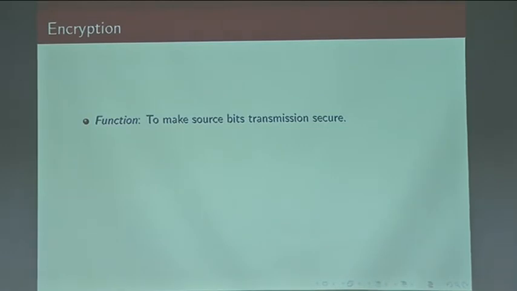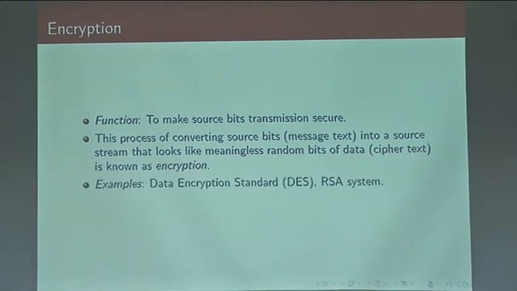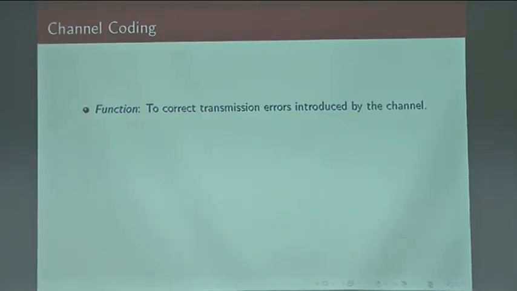So we just want to make the transmission secure, so you can convert the source bits into a stream that looks like random bits using a technique called encryption. Examples are the Data Encryption Standard or the RSA system. This is something that we won't spend any time on in this class.